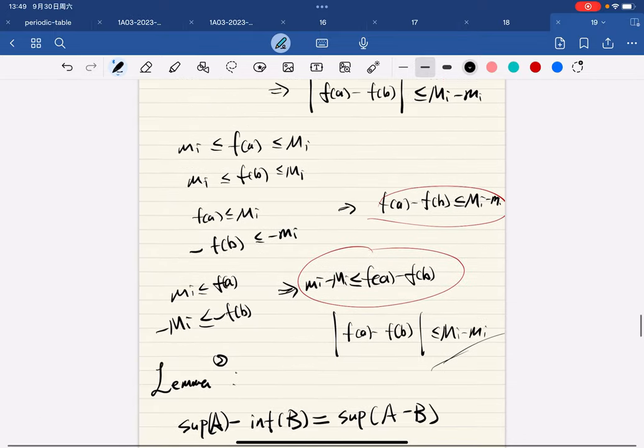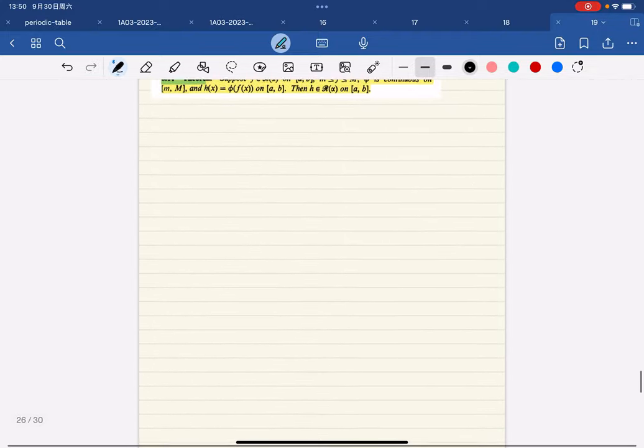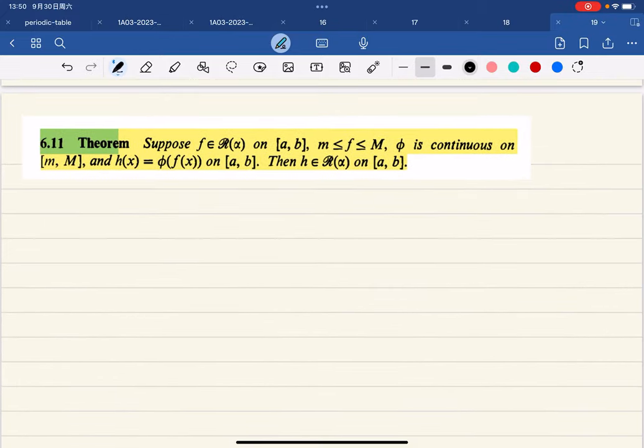Okay. Now I'm going to prove a theorem about composing functions. This is the last one of this integral lesson. Part one: suppose f is integrable and bounded, and phi is continuous on this interval. Although f is not necessarily surjective onto this interval, no matter how f behaves, we assume phi is continuous on the entire interval. Let h(x) equal phi of f of x on [a, b]. Then the integral exists for h.